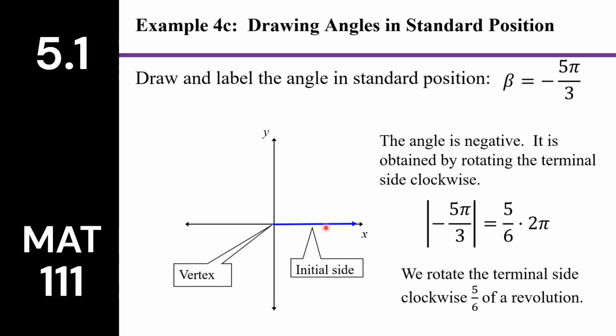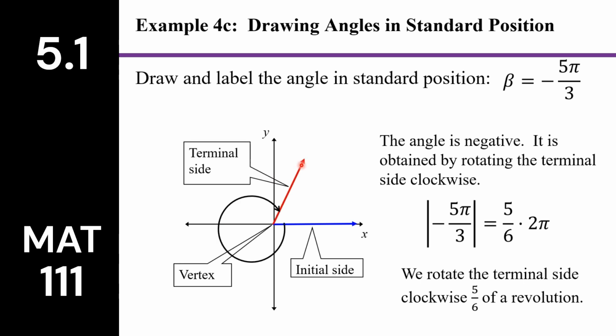So from our initial side, we have to know what 1/6 of the circle is. Each of them is going to be about 60 degrees. 1, 2, 3, 4, 5, 6. And so we need to go 5 of those in the negative direction. So from here we'll go 1, 2, 3, 4, 5, and we'll draw our terminal side through that value.